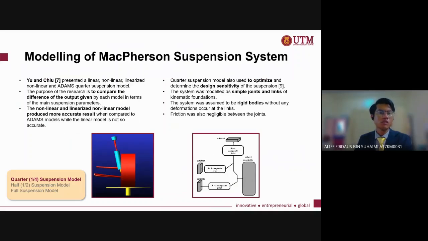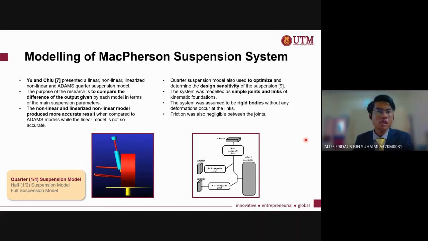Okay, for modeling of McPherson's suspension system, we have three types of modeling. First will be the quarter suspension model. Yoon and Chu use this quarter model to compare the difference of the output given by the linear, nonlinear, linearized nonlinear, and the Adams quarter suspension model. Based on his findings, the nonlinear and linearized nonlinear models produce more accurate results when compared to the Adams model, while the linear model is not so accurate.